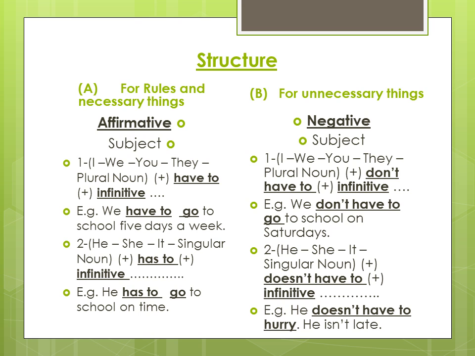And after has to also we have an infinitive. We cannot say has to went. It's wrong. We cannot say has to going. It's wrong. We cannot say has to gone. It's wrong. After has to and have to we use infinitive. It means مصدر الفعل. And here when we say he has to go to school on time, it is a school rule again. He doesn't have the choice.